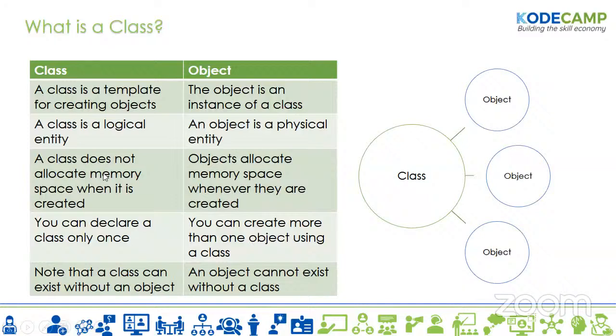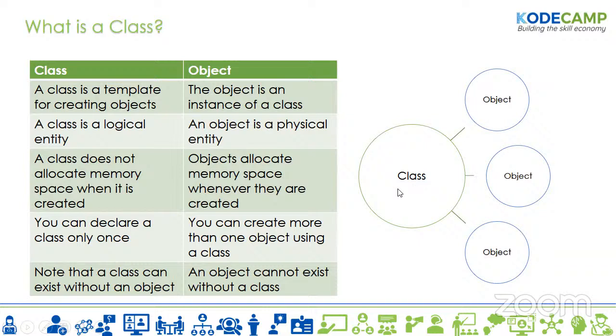That a class does not allocate memory space when it is created. Okay, now objects allocate memory space when they are created, and we're talking about memory space on the computer. So when you create an object, it's a variable, it takes a place, and it has to allocate that space to it and say, okay, this is a position where this data about this object is stored. But a class does not allocate memory when it is created. Now you declare a class only once. Okay, you can declare a class only once, but you can create more than one object using a class.